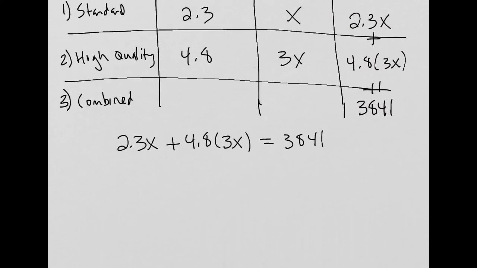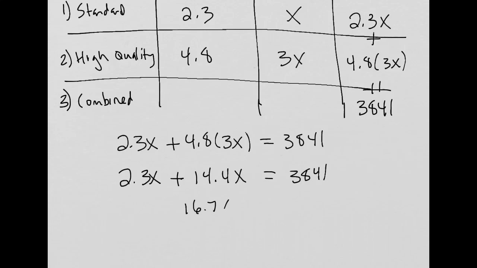Okay, from there, 2.3x plus 4.8 times 3 is 14.4x equals 3,841. We just want to solve that equation. 2.3 plus 14.4 is 16.7x equals 3,841. Divide both sides by 16.7. And we get x equals 230.